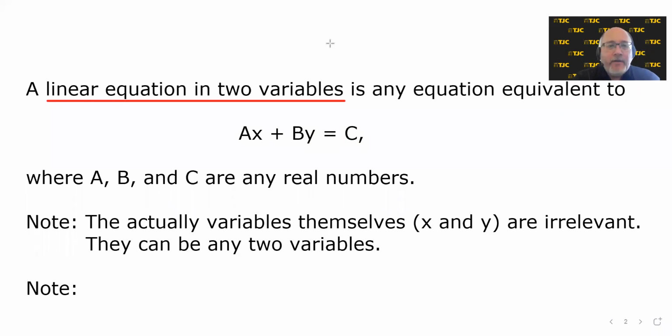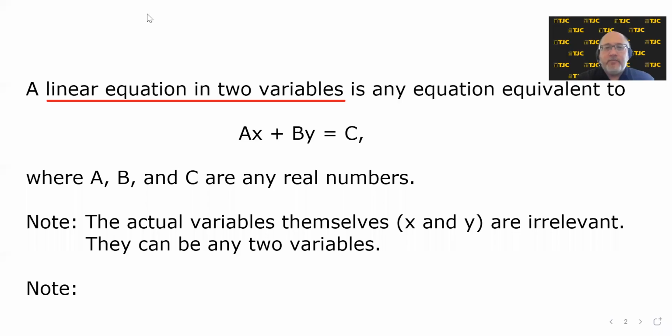Note number one, the actual variables themselves, x and y, are irrelevant. They can be any two variables. So for example, instead of saying ax plus by equals c, I could have said aw plus bz is equal to c. Whatever these variables are really doesn't matter.